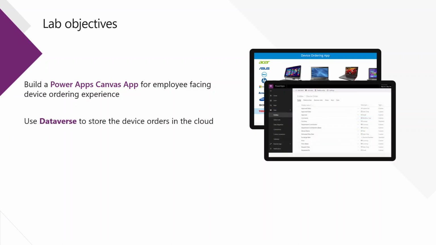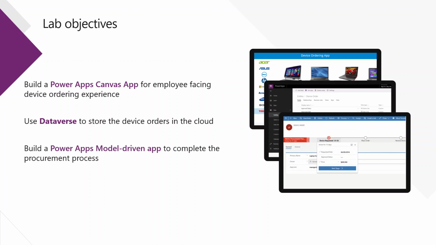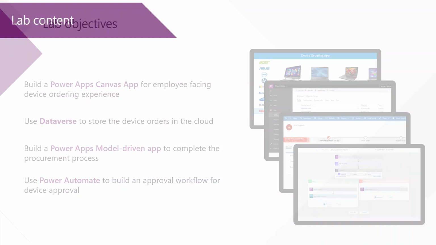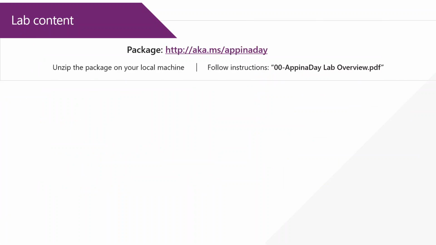In lab number 2, we're going to use Dataverse to store the device orders in the cloud. We're then going to build a model-driven app on top of that Dataverse to complete the procurement process. I'm going to use Power Automate to build an approval workflow for the managers to approve those devices. So those are the 4 labs that we're going to do. The lab content is available there. Now, you can download it from that link. Feel free to do that if you like.